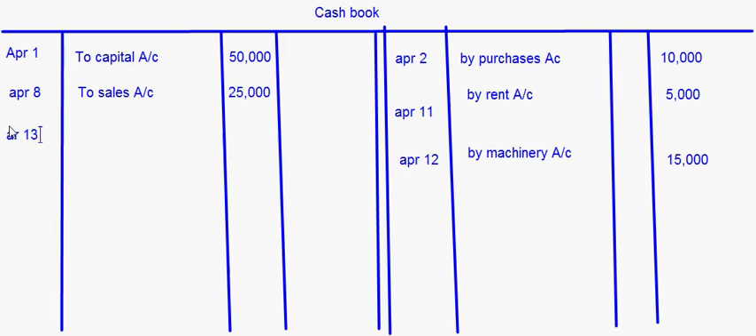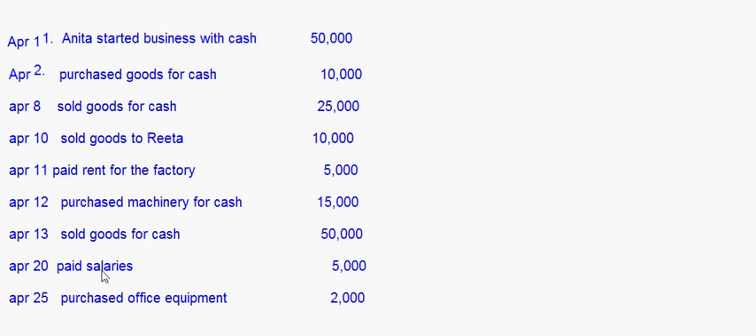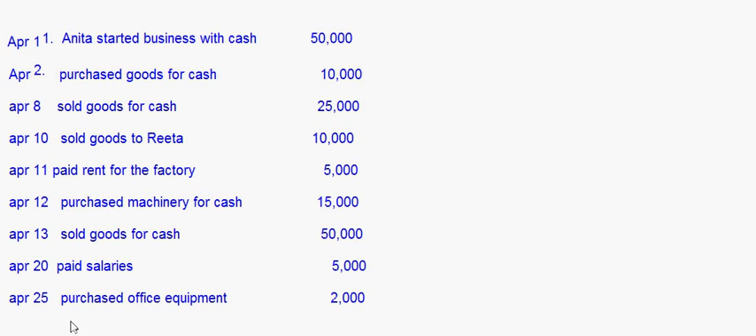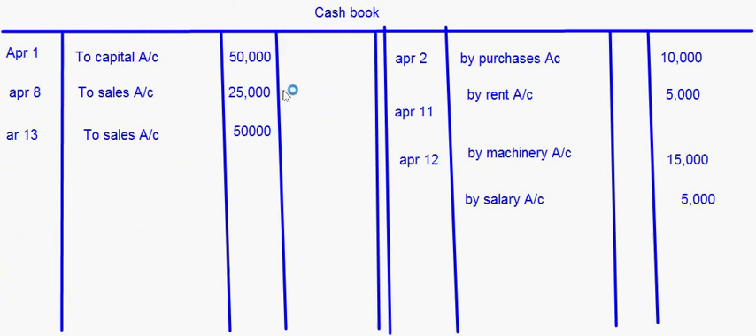Then sold goods for cash, again this is a cash sale, so 50,000 on April 13th. So here on the receipt side you will write April 13th to sales account, and that is 50,000 rupees. Now paid salaries 5,000. So here you will have by salary account, 5,000 rupees is the payment, right. And the next one is April 25th, purchased office equipment 2,000. So April 25th, by office equipment account, and that is 2,000, right. So these are the transactions which have been recorded here, right.